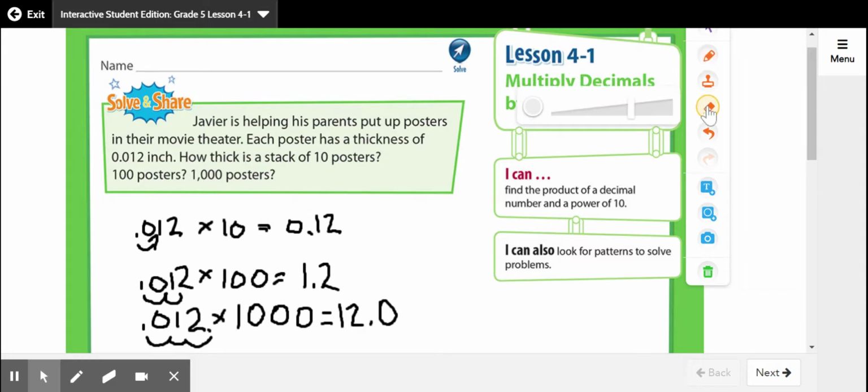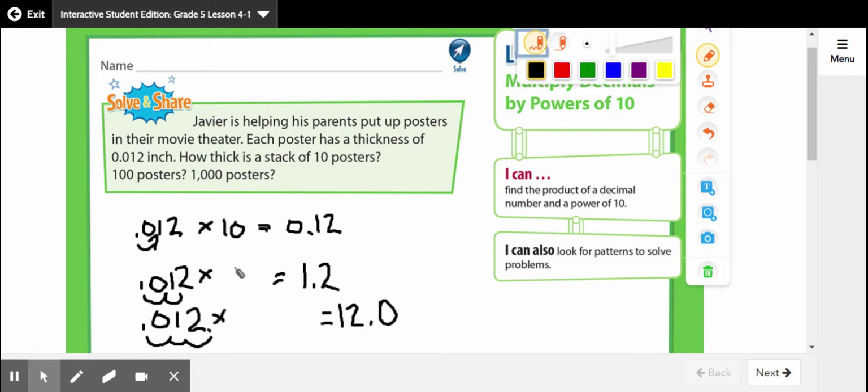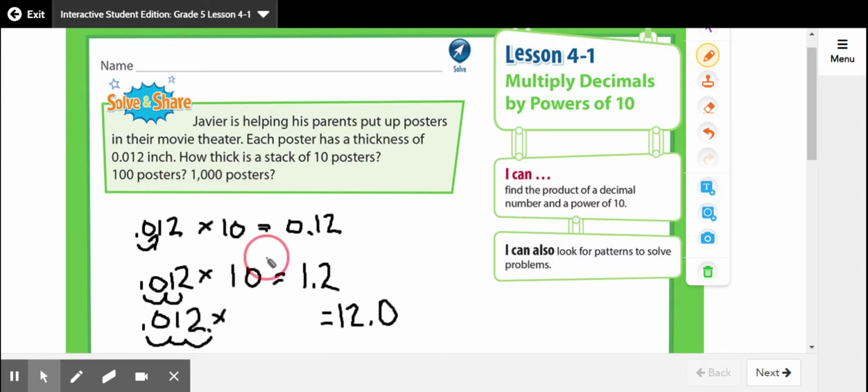Now I'm going to show you a little trick here since we're at it. Let me erase this. 100 and 1,000. And I'm going to put it in exponential form. Instead of putting 100 here, I'm going to put 10 to the second power. That means it has two zeros. Instead of putting 1,000 here, it was 10 to the, how many zeros does 1,000 have? 3.